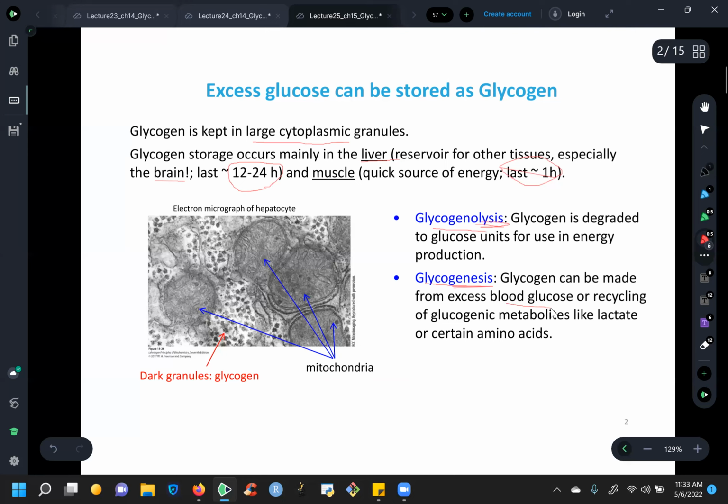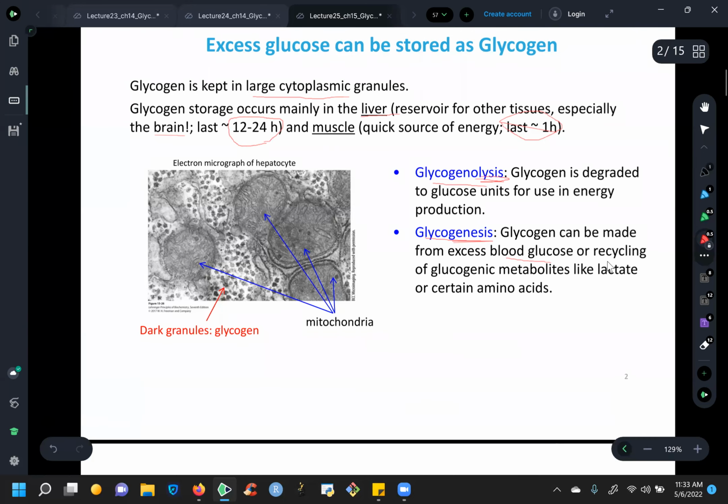Like, I love boba. I drink boba like 3 times a week. So anytime I do, my body definitely has to undergo this process of glycogenesis because there'll be too much glucose in my blood. So it'll have to go in and make glycogen, or recycle glucogenic metabolites like lactate or certain amino acids.